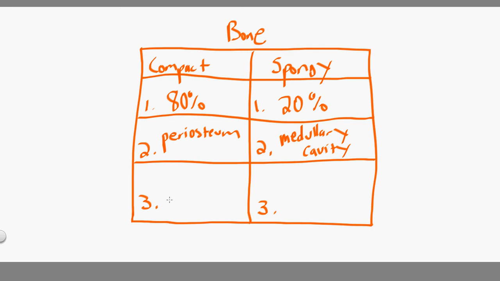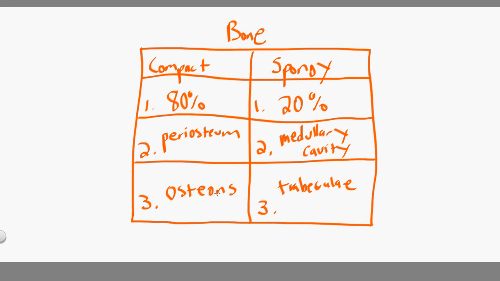The third difference here is that compact bone has a cylinder pattern of bone called osteons. This is in compact bone, not in spongy bone. Spongy bone has the same little pieces of lamellae, by the way, same little pieces of bone, but in a different configuration. It's called trabeculae. So this is the main difference.